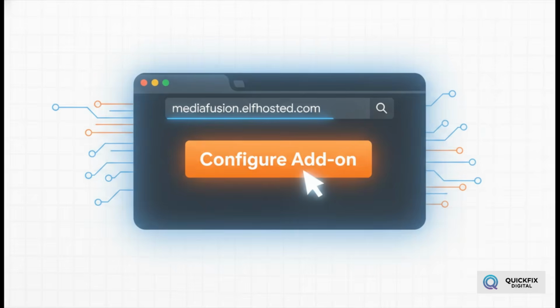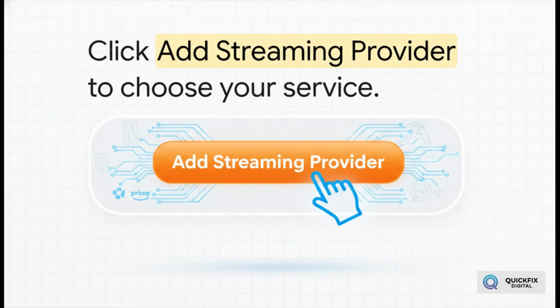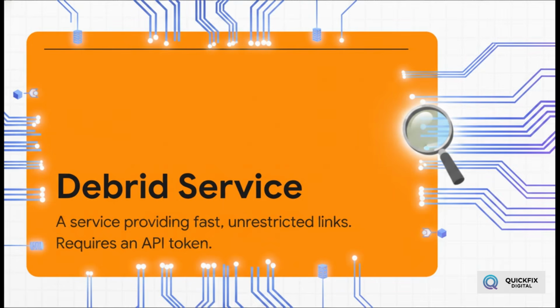Starting phase 1, just head to MediaFusion.elfhosted.com and click Configure Add-on right on the homepage. Next up, hit Add Streaming Provider. This lets you link the specific services you actually want. Got a debrid service? Drop your API token here for fast, unrestricted, high-quality streaming links.